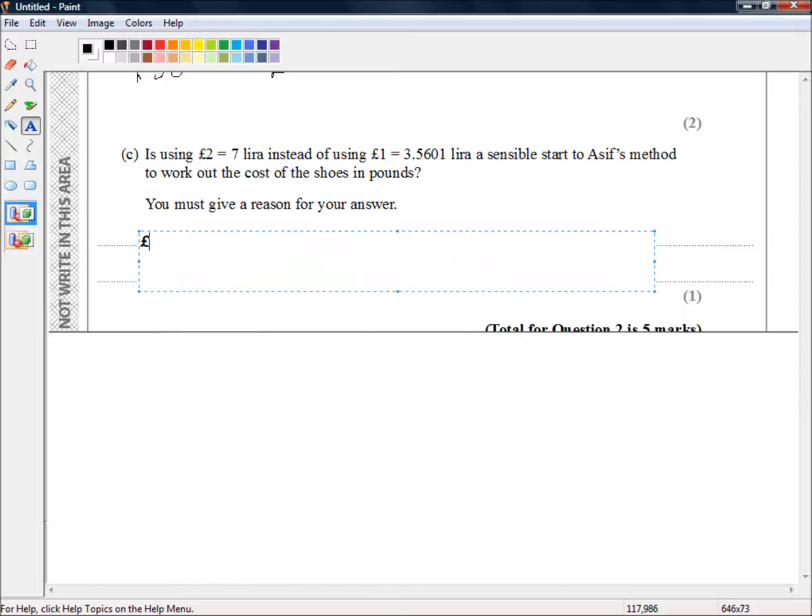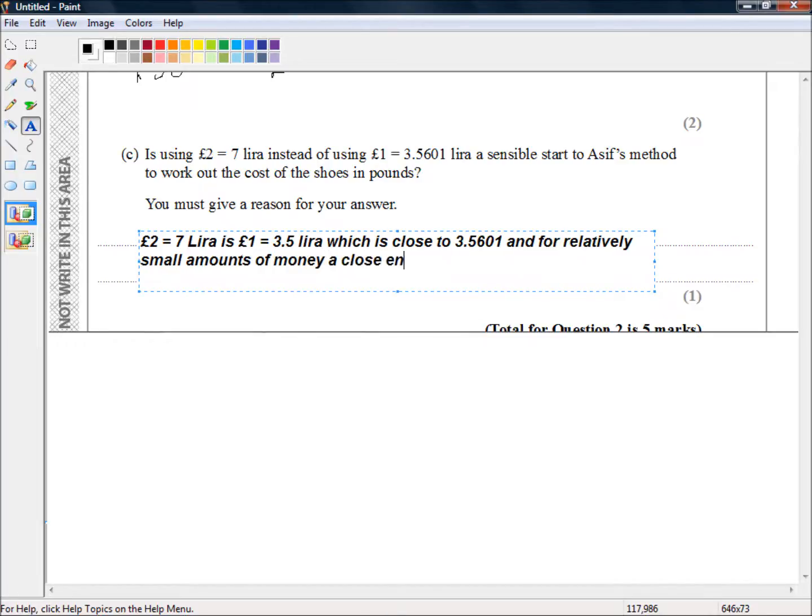So I'm going to write £2 equals 7 lira is, actually, exactly £1 equals 3.5 lira, which is close to 3.5601, and for relatively small amounts of money, a close enough approximation.